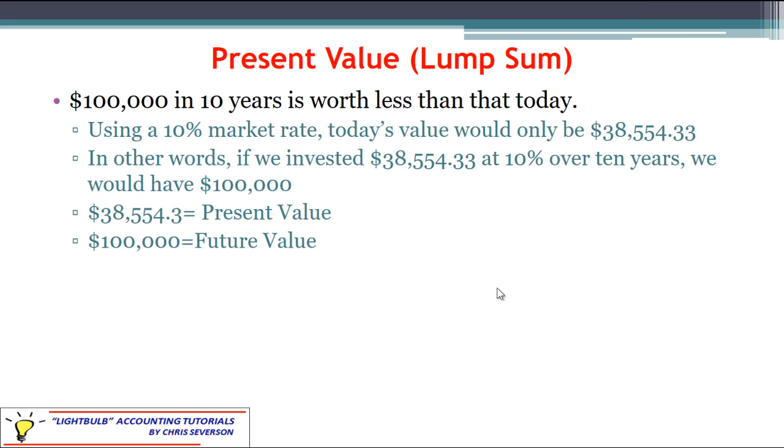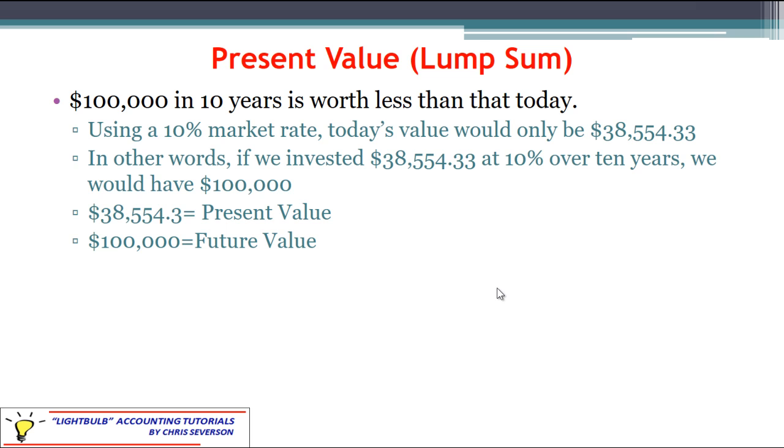So here we bring up the topic of present value. Now, again, I discussed the time value of money in much more detail in another module. We talk about both present value and future value. For the purposes of this module, I'm going to narrow it down to just the topics related to bond pricing, which would be the present value of a lump sum and the present value of an ordinary annuity.